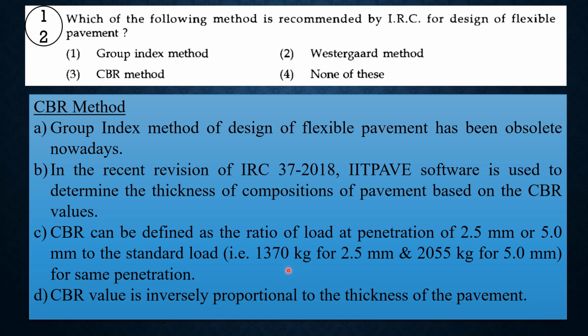This CBR can be defined as the ratio of load at penetration of 2.5 mm or 5 mm. That is, for 2.5 mm penetration, load is 1370 kgs, and for 5 mm penetration, load is 2055 kgs. This is also an important question. They sometimes ask what is the loading for the 2.5 mm penetration in case of CBR method. So options are 1370 and 2055. So you can select the correct option. For 2.5, 1370, and for 5, 2055.